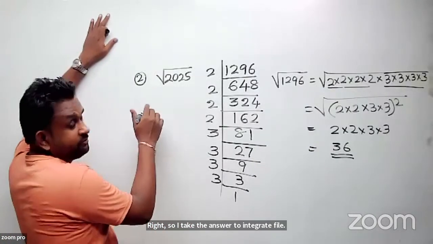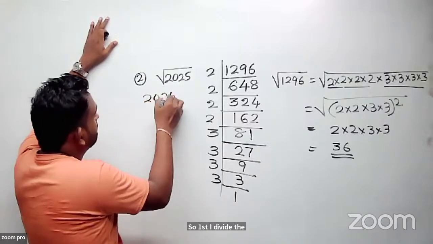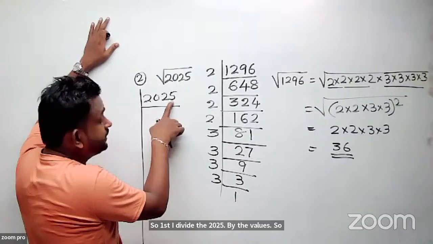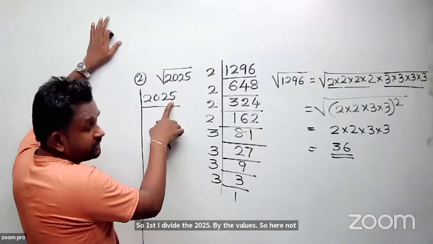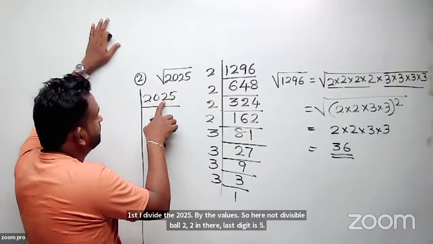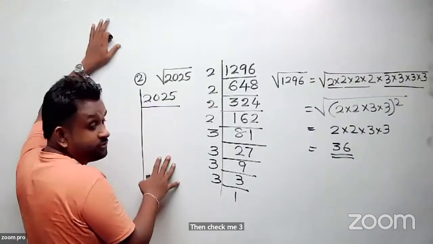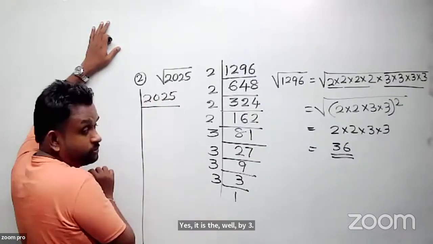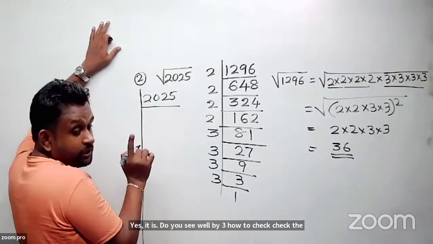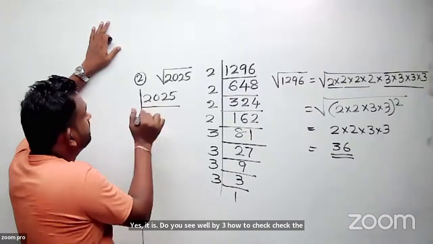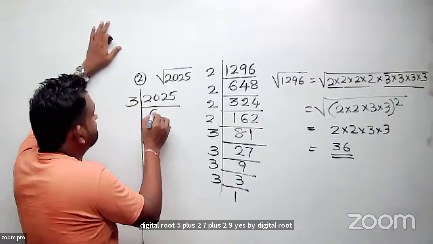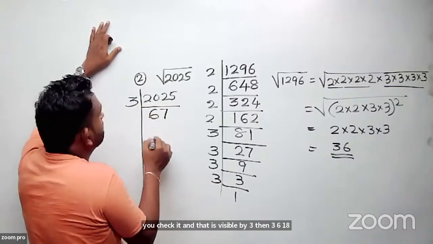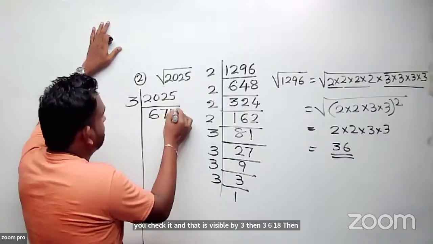So first I divide the 2025 by the prime values. So here, not divisible by 2, because the last digit is 5. Then check with 3. Yes, it is divisible by 3. How to check? Check the digital root. 5 plus 2 is 7, plus 2 is 9. Yes, by digital root you check it and that is divisible by 3. Then 3, 6, 18, then 2 there, 22, 4, 3, 7, 21, 4, 5, 3, 5.